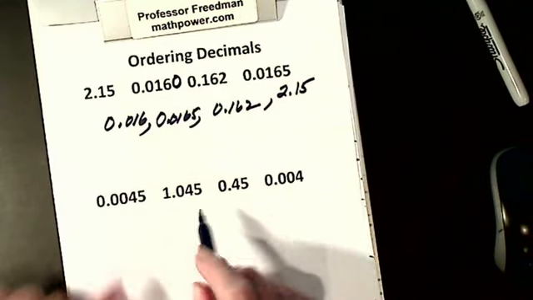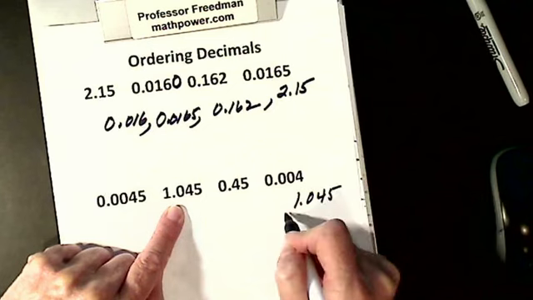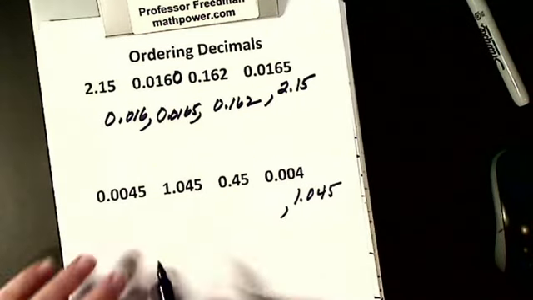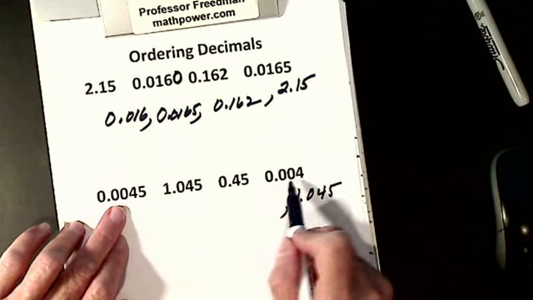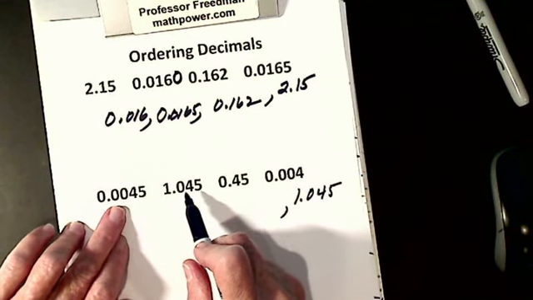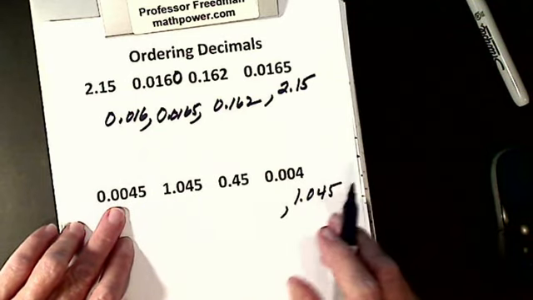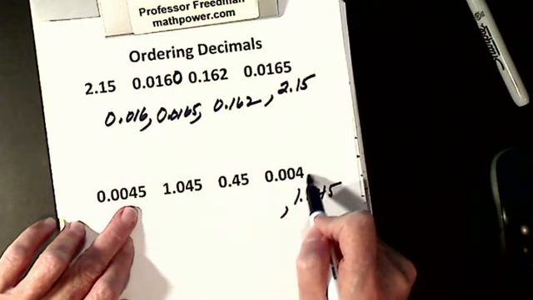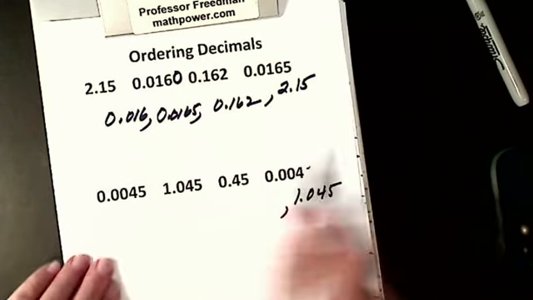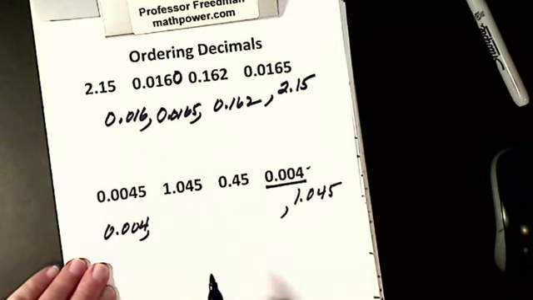Let's do this one. First of all, this has a whole number of 1. That's going to be my biggest one. So that goes there. Now I need my smallest. So I got my zeros. I got double zeros. So now right away, this is bigger. This is 0, 4. So that's going to be bigger. So this is 4, 5. This is 4, 0. You have to know that's a 0. So that's going to be my smallest one.